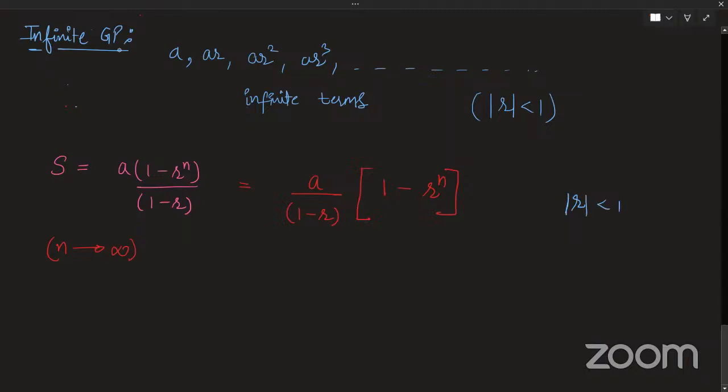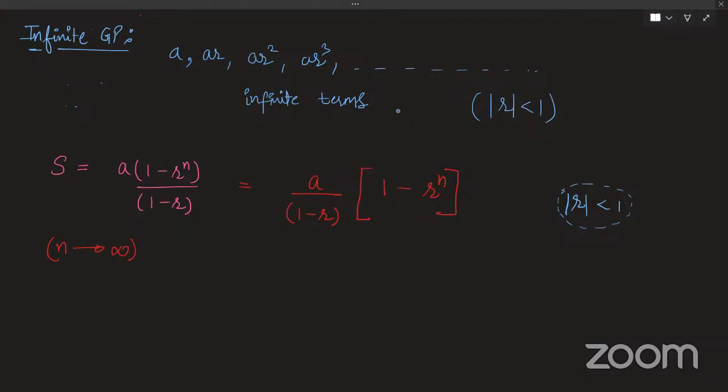So what happens when you multiply a number that is lesser than 1 by itself? What happens when you multiply such a number with itself? The number grows smaller, right? Any number that is lesser than 1, if you multiply it with itself, the number begins to grow smaller. Everyone agrees?